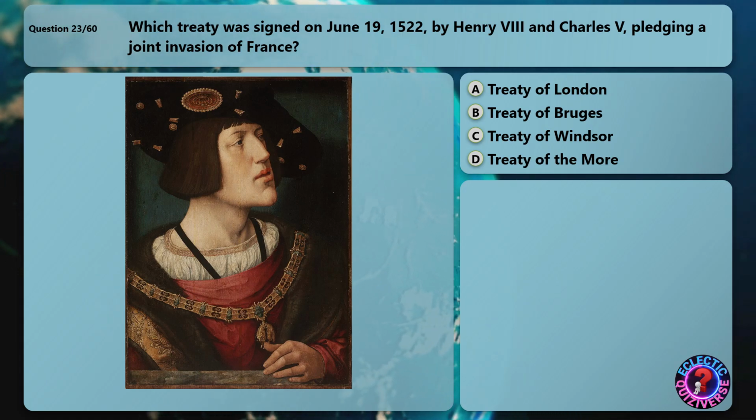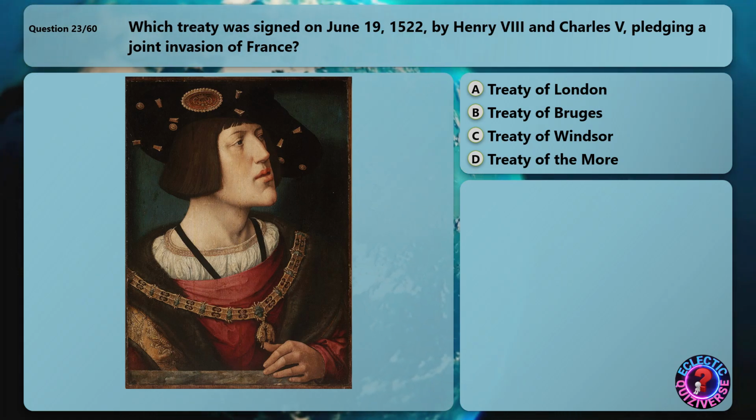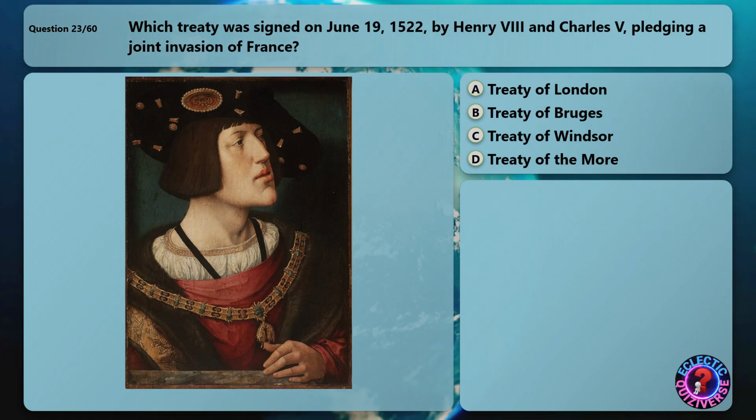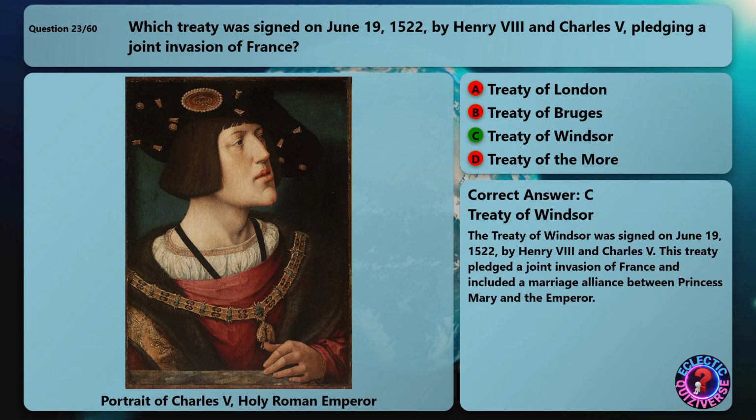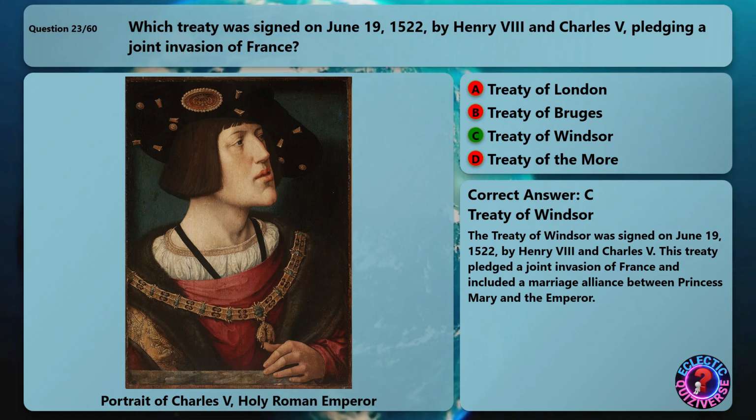Which treaty was signed on June 19, 1522, by Henry VIII and Charles V, pledging a joint invasion of France? The correct answer is Treaty of Windsor. The Treaty of Windsor was signed on June 19, 1522, by Henry VIII and Charles V. This treaty pledged a joint invasion of France and included a marriage alliance between Princess Mary and the Emperor.